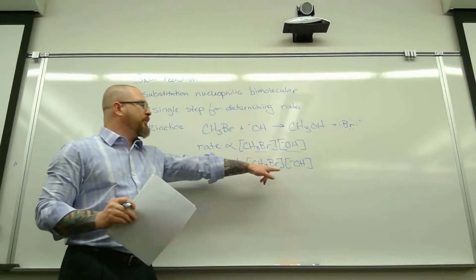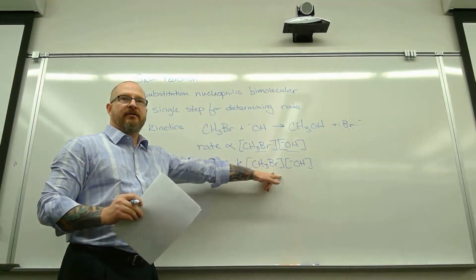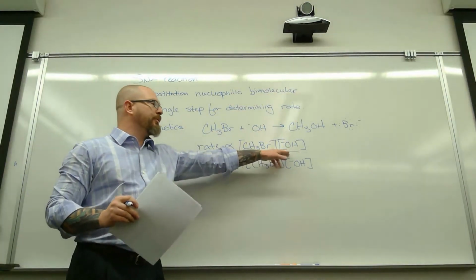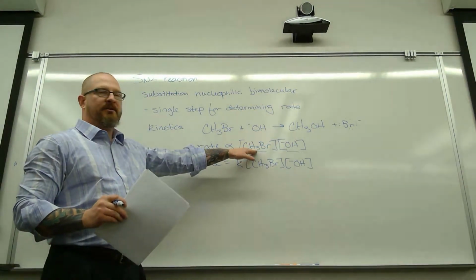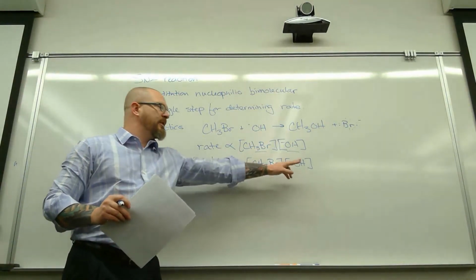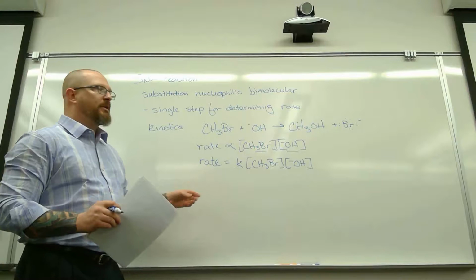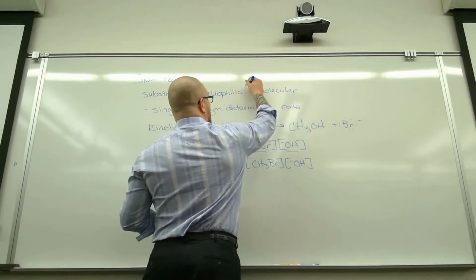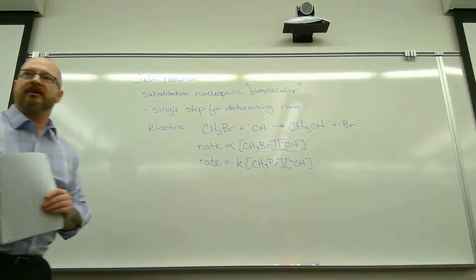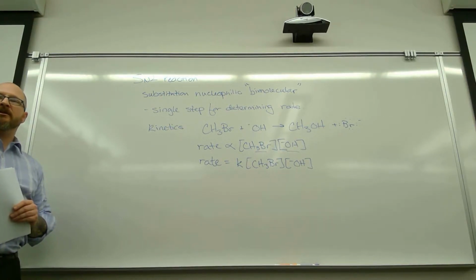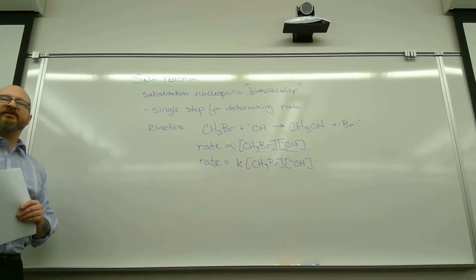So both of these concentrations affect the rate of reaction. You can drive the rate of reaction by increasing this, or both. If you double this concentration, it doubles your rate. If you double this concentration, it doubles your rate. If you double both, it quadruples your rate. So that's what the bimolecular means. It has to do with the fact that you have 2 different species that impact the rate of reaction. When we look at the Sn1 reaction, it's going to be unimolecular, meaning only the concentration of a single component of the reaction will affect the rate.